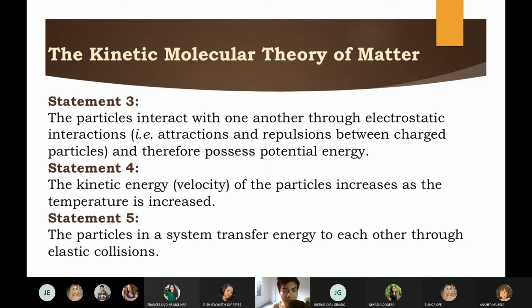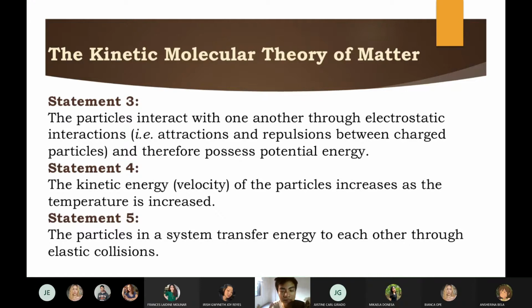Because kinetic energy is related to temperature or heat energy. So kapag mas mataas yung temperature, mas magalaw yung particles, no? And this is the reason why bakit mas madali matunaw yung, let's say, Milo sa tubig na mainit kaysa sa malamig, no? Kasi sa tubig na mainit, mas mabilis gumalaw yung particle. Hence, mas mabilis hahalo yung Milo particles.